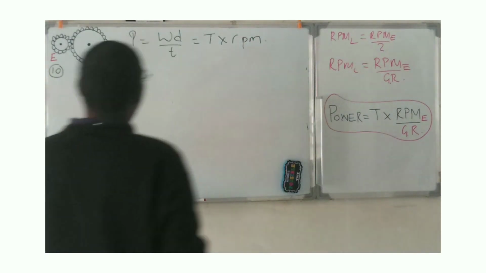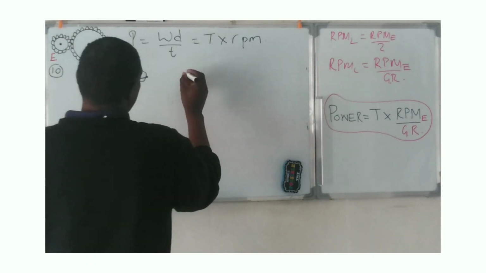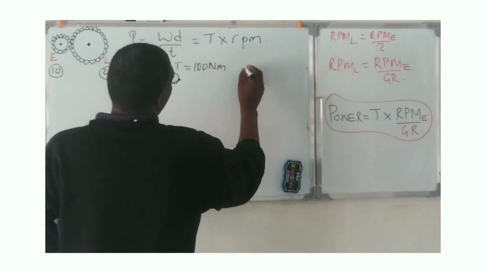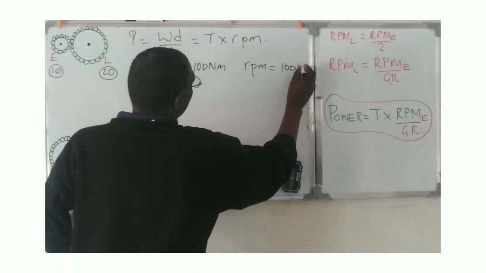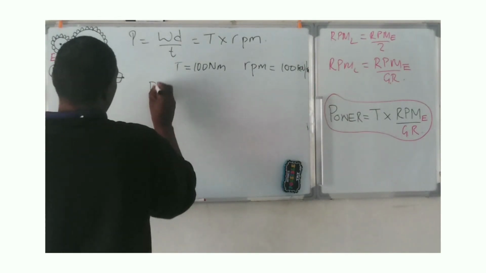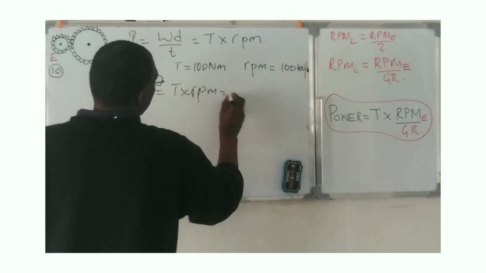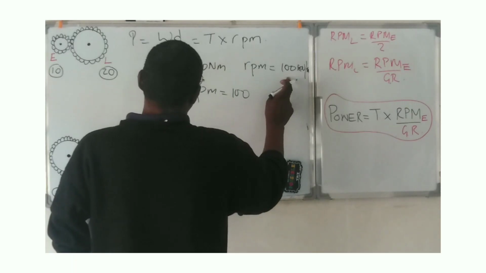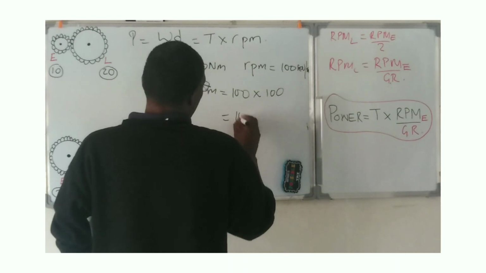RPM. So for example, let's say torque is 100 Newton meters, and our RPM is equal to 1000 revs per minute. What is our power? The power is given by, like we said, torque times RPM, which is equal to, our torque is 100, and our revolutions is also 100, 100 times 100, which is equal to 10,000.